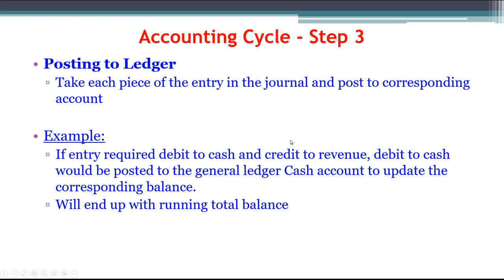We do the same thing with the credit to revenue. It would go into the revenue account. The point here is, after we post all the journal entries, we can take a look at each individual account itself and calculate a running total balance.